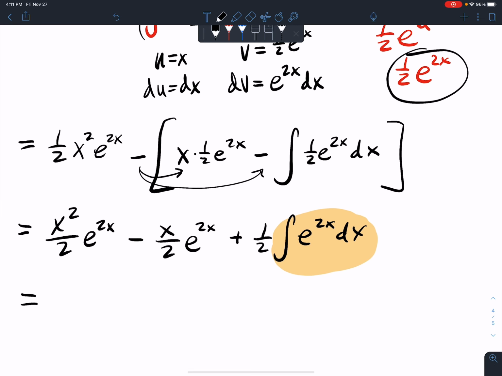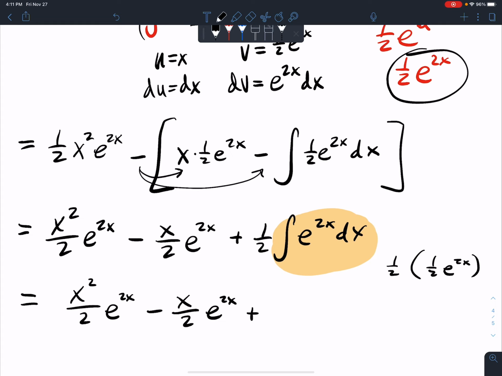So my final answer: x squared over 2 e to the 2x minus x over 2 e to the 2x plus, well, this is what? That's 1/2 times 1/2 e to the 2x, so 1/2 and 1/2 make 1/4 e to the 2x plus c.